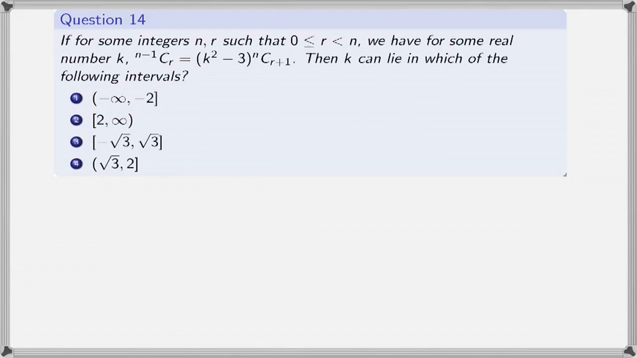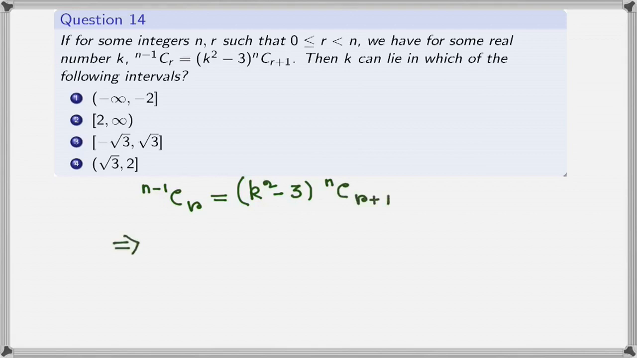We now look at the following question. For some integers n and r such that 0 is less than or equal to r and r is strictly less than n, we have a real number k so that (n-1)Cr is equal to (k^2 - 3) into nC(r+1). We have to find out among these given 4 intervals in which k can lie. We use the information that (n-1)Cr is equal to (k^2 - 3) into nC(r+1).